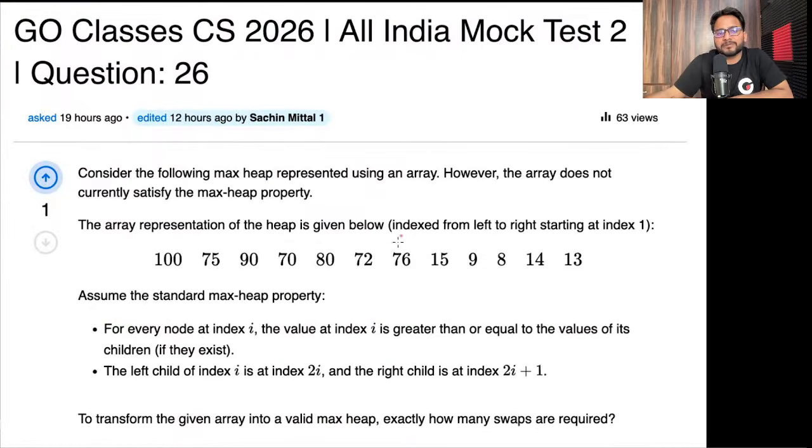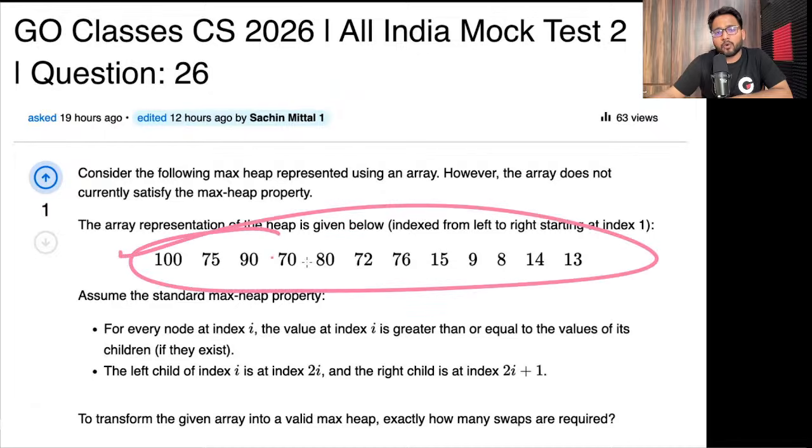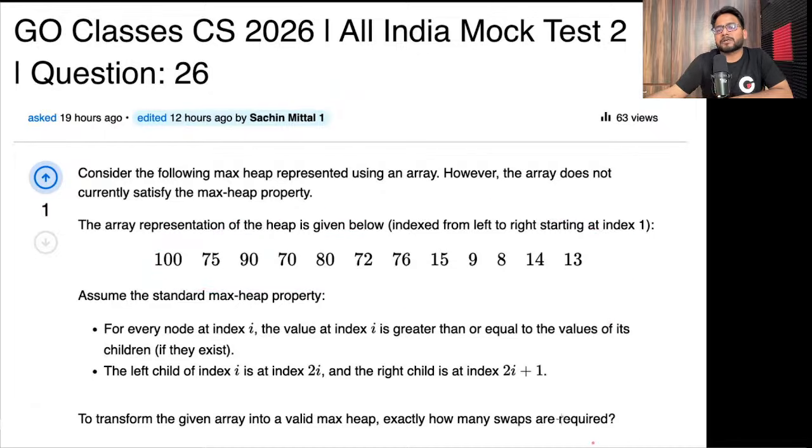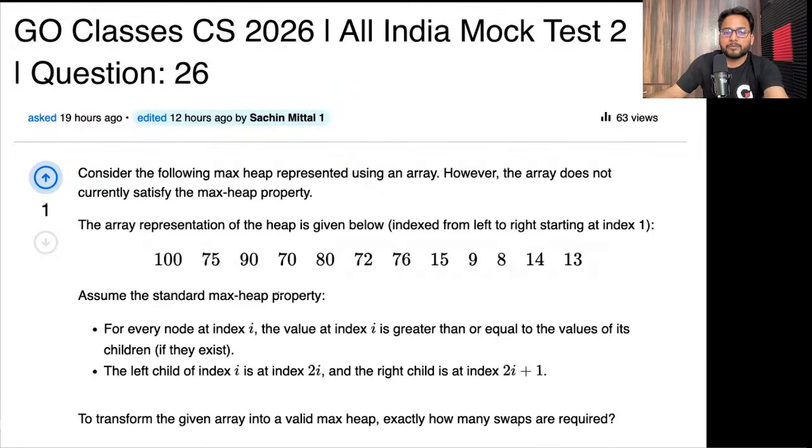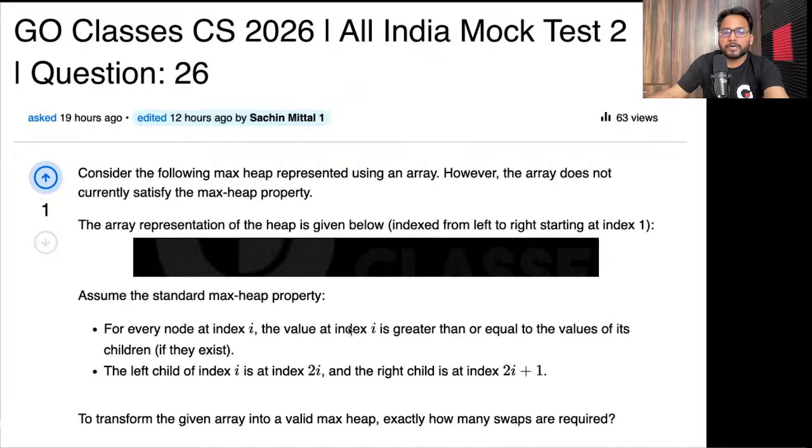Now let's see this question. In this question, they are saying that this particular array is almost a max heap, but you just have to swap a minimum number of elements to make it a max heap. So you can just quickly check what is the minimum number of swaps that are needed to make it a max heap.